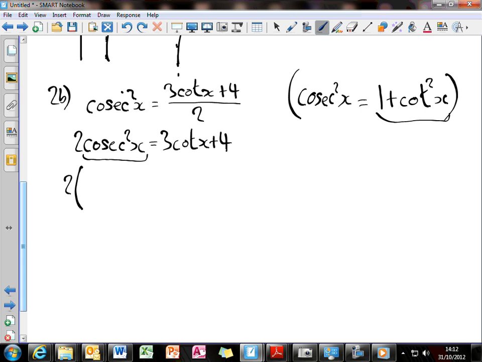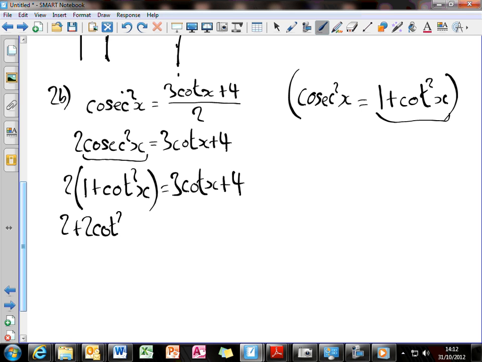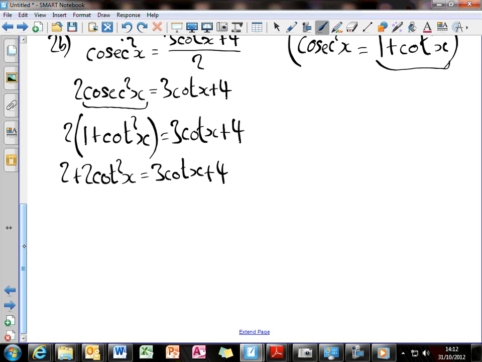So it's going to be 2 times 1 plus cotangent squared x is equal to 3 cotangent x plus 4. And multiplying out the bracket, this is going to be 2 plus 2 cot squared x equals 3 cot x plus 4. And this is a quadratic equation. So to solve it, I'm going to put it equal to 0. I'm going to move everything to the left-hand side. So I'm going to get 2 cot squared x minus 3 cot x minus 2 equals 0.